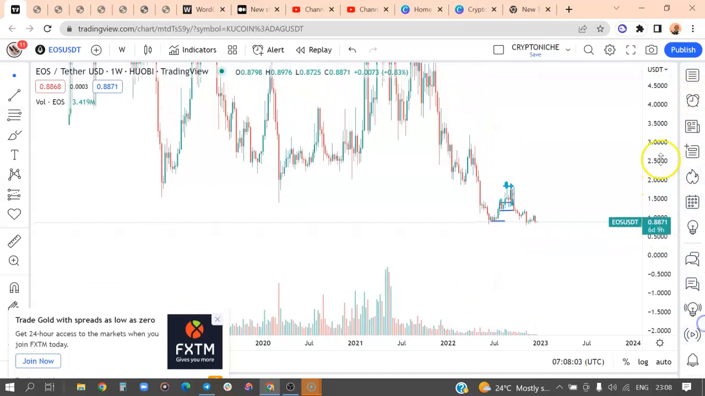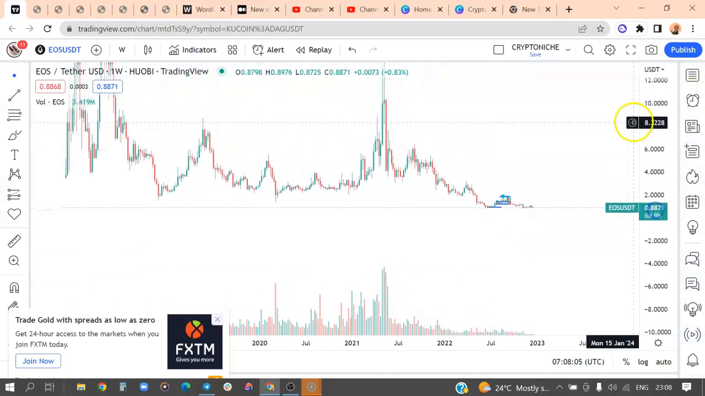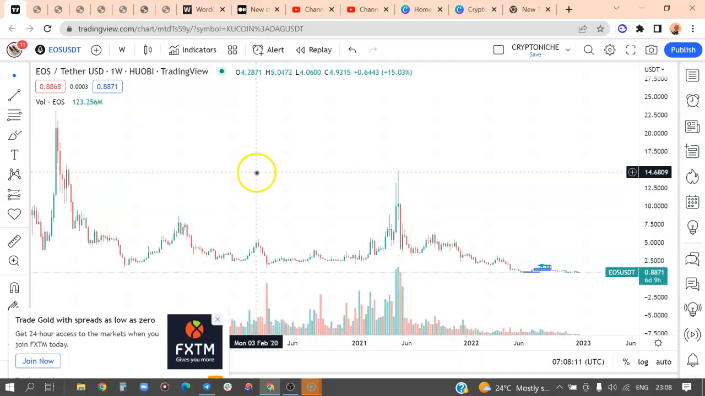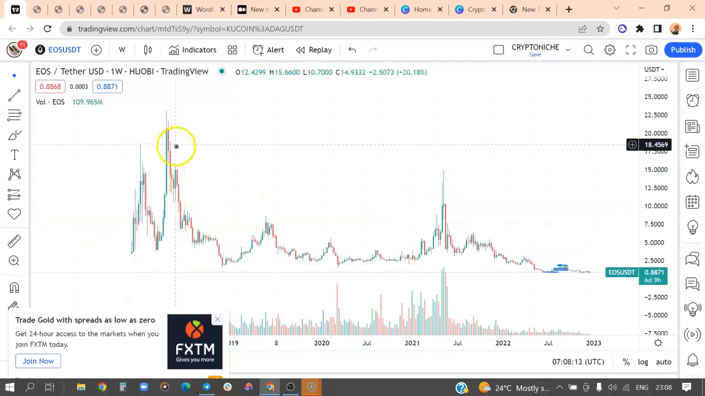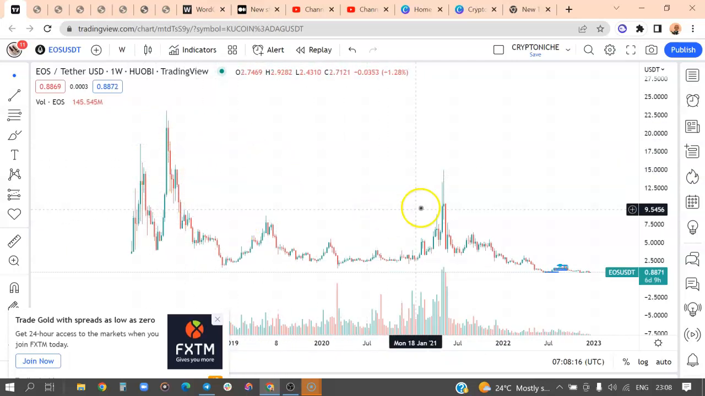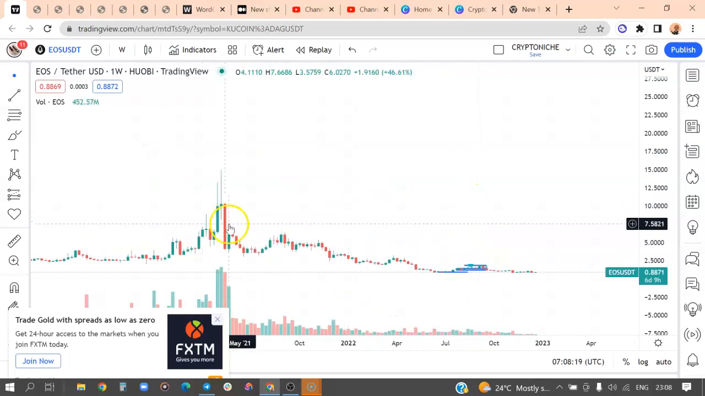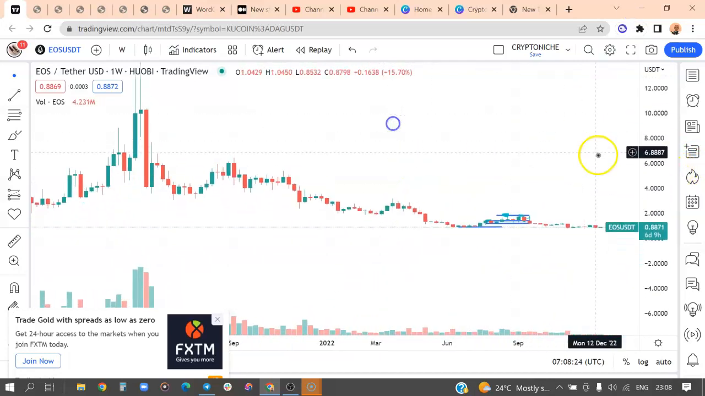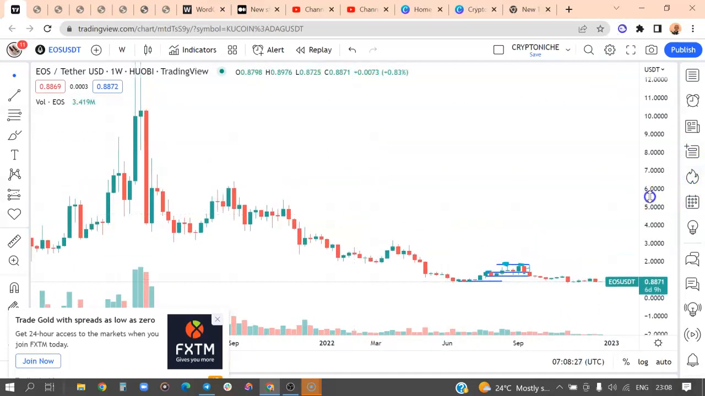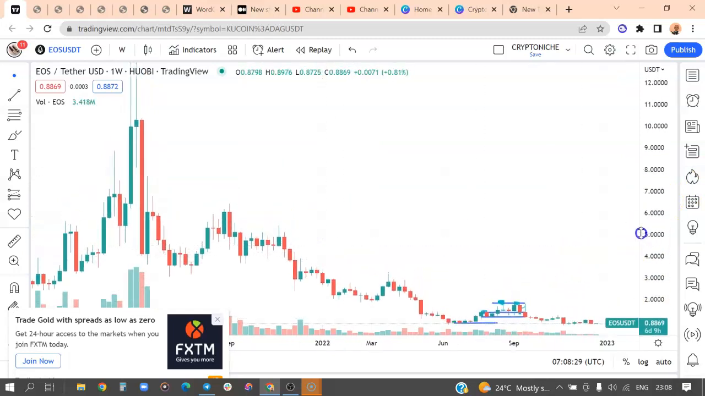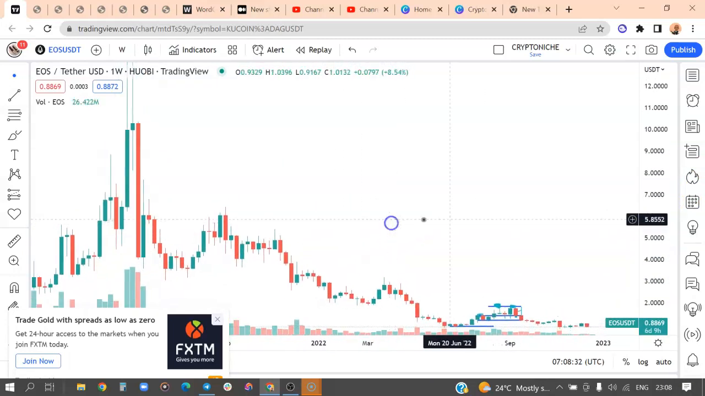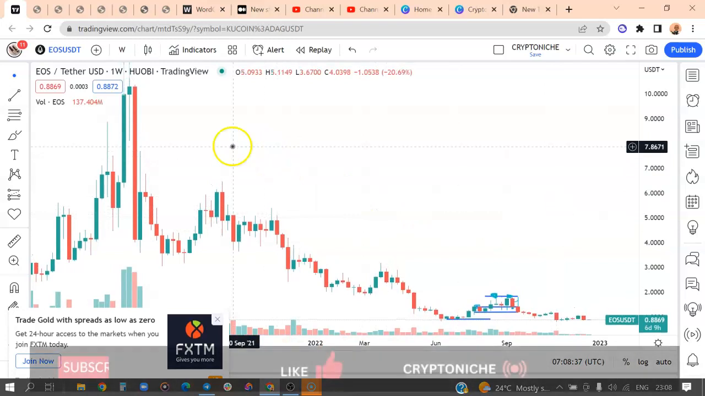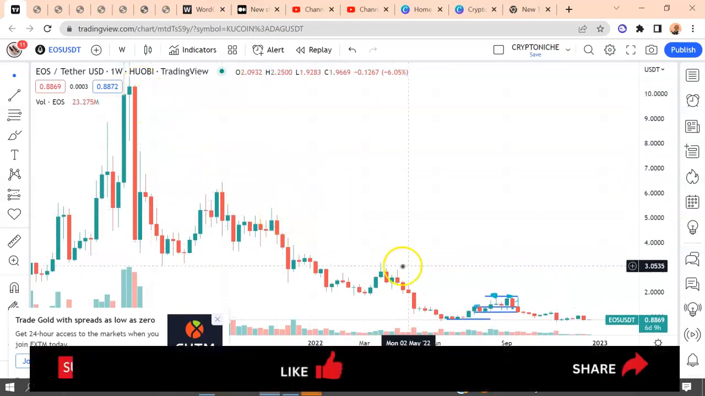So on another macro level, that's going to be on the weekly time frame. Let's have a look at what has been happening on EOS in general. On the weekly time frame, you can see that it's been going downward, like a downward spiral in recent times. Let's have a look at the trend in recent times. All you can see is that there is this downward momentum. It's been going down and down and down.